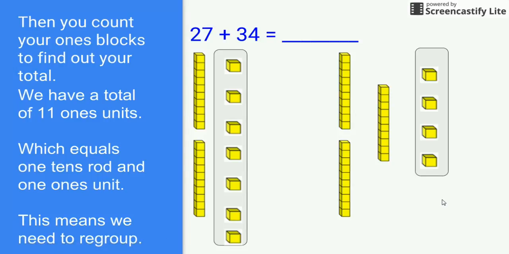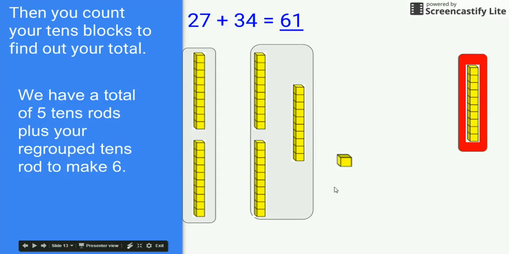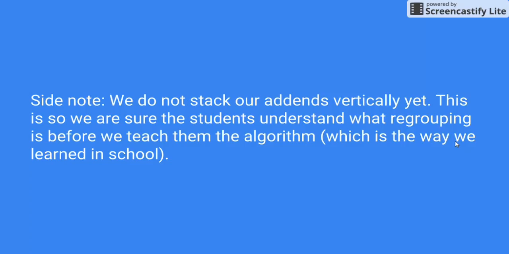to regroup. To regroup, we take our 11 ones and we trade out 10 of them for 1 tens rod. So that means we have 1 unit left. Then you count your tens blocks to find out your total. We have 2 over here and 3 over here, which gives us a total of 5 tens rods, but we regrouped 1, so that makes it 6. So our answer is 61.